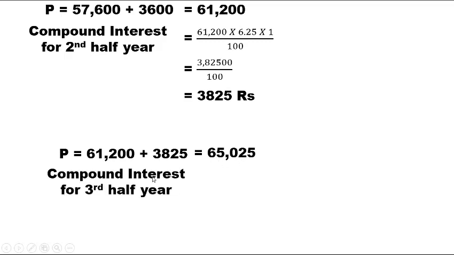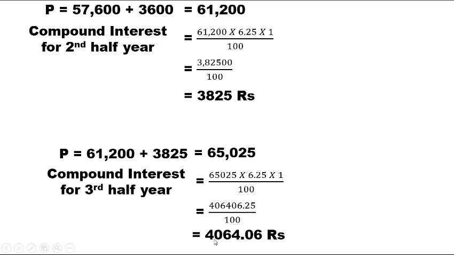65,025 rupees. Compound interest for the third half year is equal to 65,025 rupees into 6.25 into 1 divided by 100 is equal to 4,06,406.25 rupees divided by 100 is equal to 4,064.06 rupees.